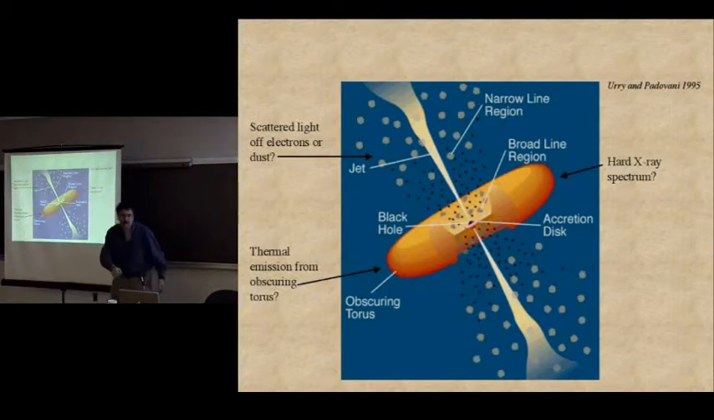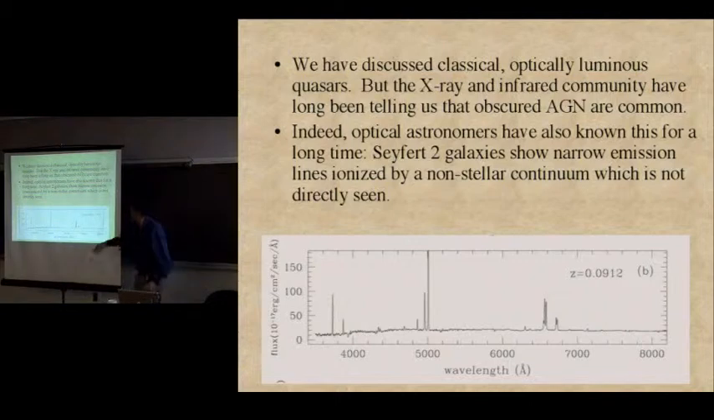Okay? And so the interpretation then is, yes, there is a central AGN in here. We don't see it directly, but we sure do see the gas that's excited by that, far enough away from the central black hole that it's not deep in the potential well, and therefore has narrow emission lines, not broadened by the very large Doppler effects one gets very close in. So the optical astronomy community has known about these for a long time.